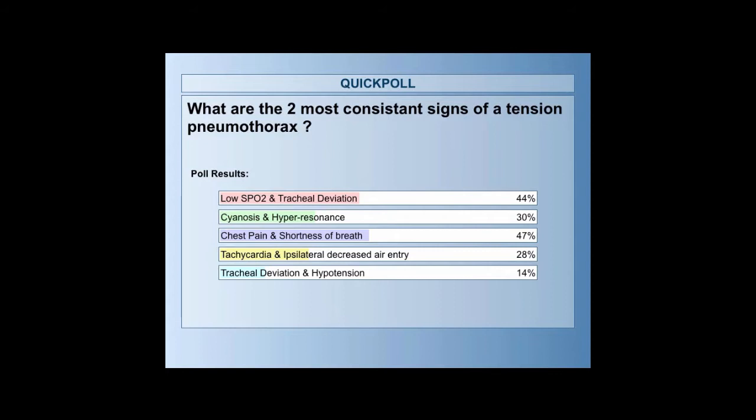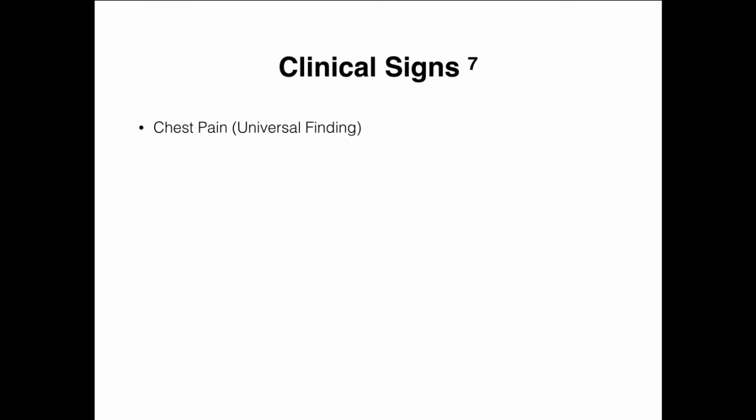The first one we get is chest pain, which is a universal finding. Chest pain should present in every patient who has a tension pneumothorax. This was a consistent finding in all cases, which is quite useful to know. And then the second universal finding is shortness of breath. If we think about a lot of the call-outs we get, a lot are to chest pain and shortness of breath, and these are the two universal findings.